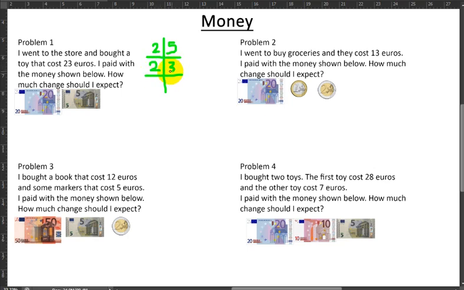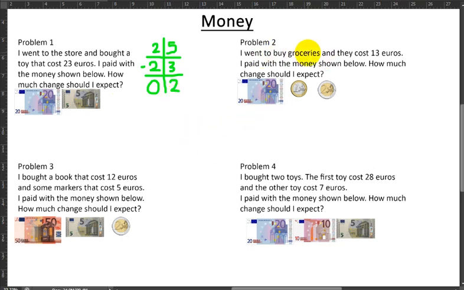So I'm going to do 25 take away 23. Let's see how much it makes. 5 take away 3 makes 2. 2 take away 2 makes 0. So I should expect to get 2 euros in change.